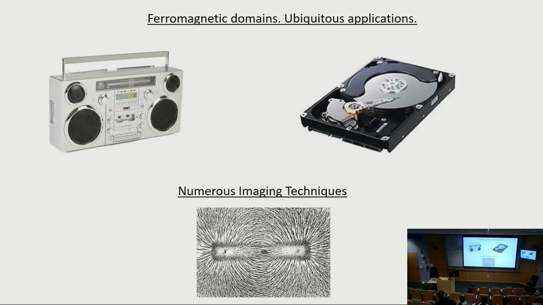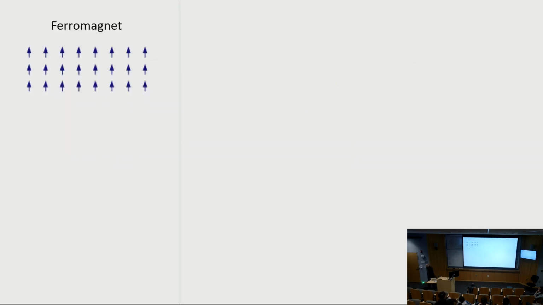Now, there are numerous imaging techniques of ferromagnetic domains because they produce magnetic field, and after all, this is the imaging device actually for ferromagnetic domains, just the output is especially pleasant, all right? Ferromagnets come in one variety, basically. This is a ferromagnet, right?